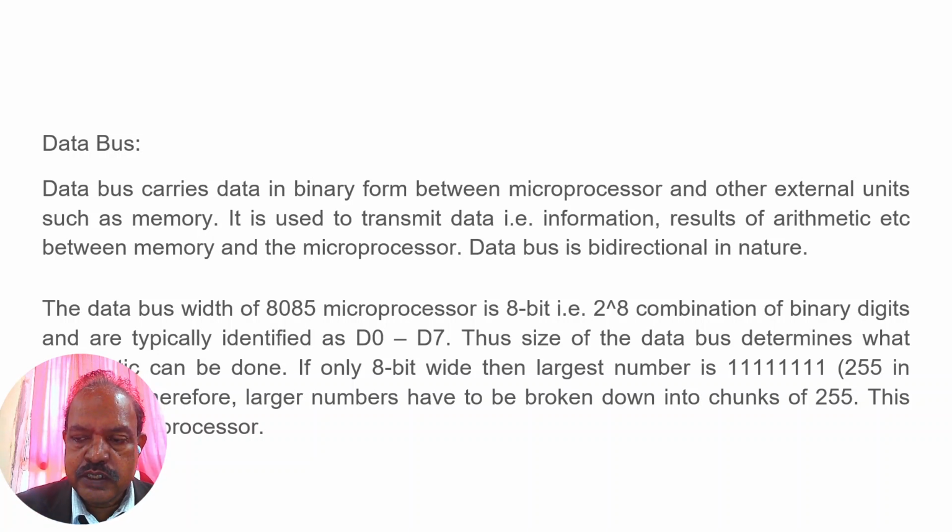The size of the data bus determines what arithmetic can be done. If it is only 8 bits wide, then the largest number will be eight ones, which is 255, because 2 to the power 8 minus 1. Therefore, large numbers have to be broken down into chunks of 255, and this slows the microprocessor.